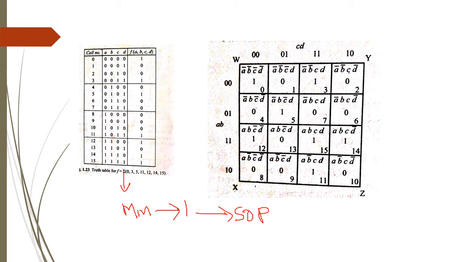Next we check the cells they have given. For ABCD, corresponding to the 0 cell you get 1, the 5th cell you get 1, the 3rd cell you get 1. Wherever you have the 0th cell, 3rd cell, 5th cell, similarly the 11th cell, 12th cell, 15th and 14th cell, you just place a 1. So this is how you write the cells in the K-map when it is a 4 variable K-map.